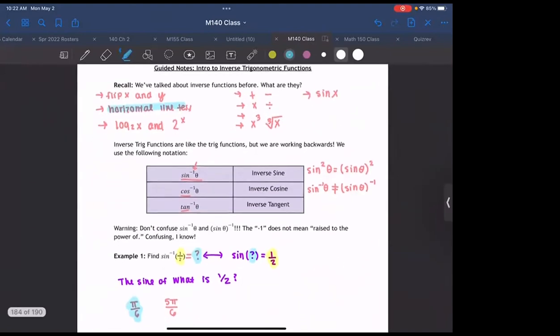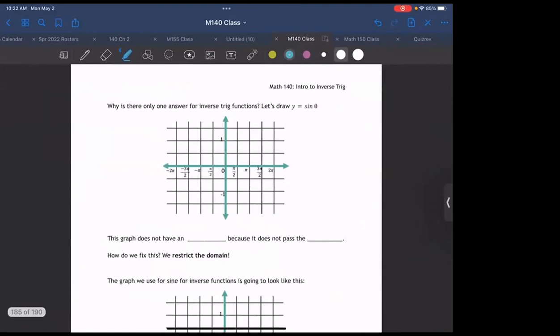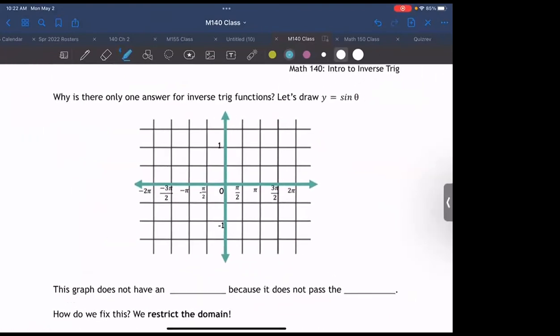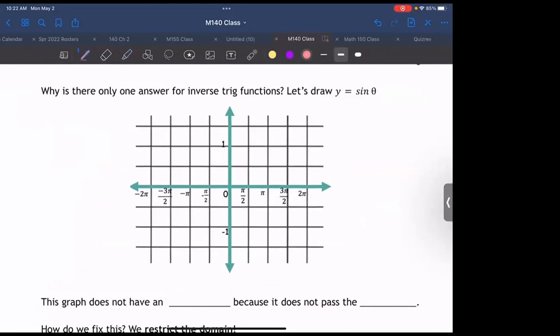Might not make much sense right now, but let's flip our page and try to see why the horizontal line test tells us how many answers we have to this question. We're going to explore why there's only one answer to inverse trig. Let's start with sine and draw the graph of sine. I set up the graph for you, with all the x and y labels on there so we don't have to spend too much time drawing this.